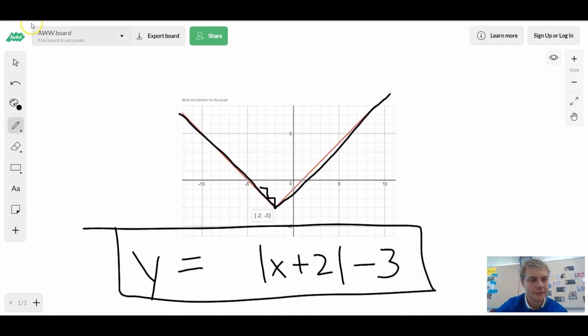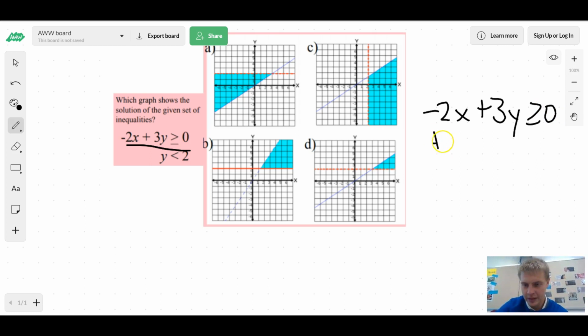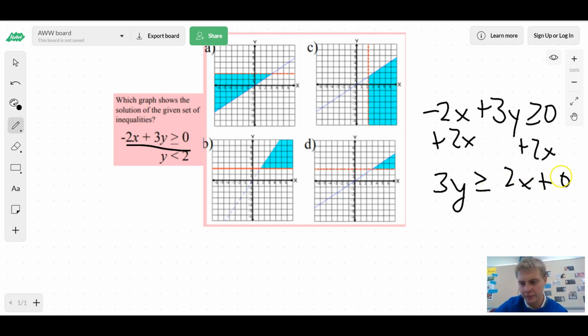Let's try another one. Okay, so for this problem right here, we can see that we need to graph both of these things. I cannot graph this equation in the form it is right now. So I'm going to change it so that I can actually graph that line. We're going to have negative 2x plus 3y is greater than or equal to 0. I'm going to add 2x to each side and get 3y is greater than or equal to 2x plus 0.